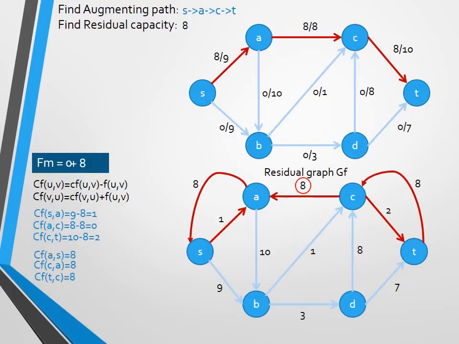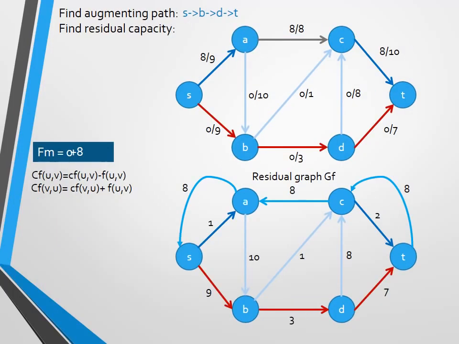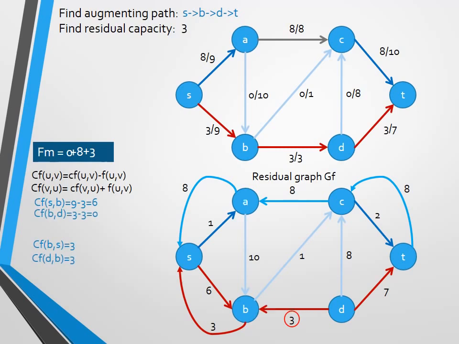And we go looking for another augmenting path. For example, S B D T. Again, we look in the residual graph for the residual capacity, which is 3, add it to the maximum flow, and update the flows in the flow network. And then we do the same as we did before, we add the back edges to every edge in the path, only this time with capacity 3. SB, BD, DT.